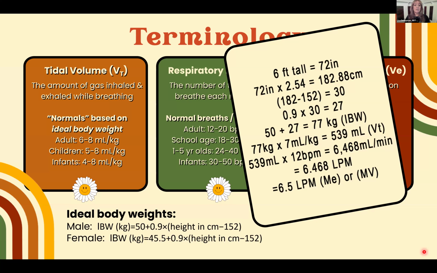Now, at 6 feet tall, somebody could weigh 77 kilos. They could be 2, 3, 4 times that amount as well. So we're not going to triple our tidal volume based on weight. We're going to do it by anatomical size, typically.